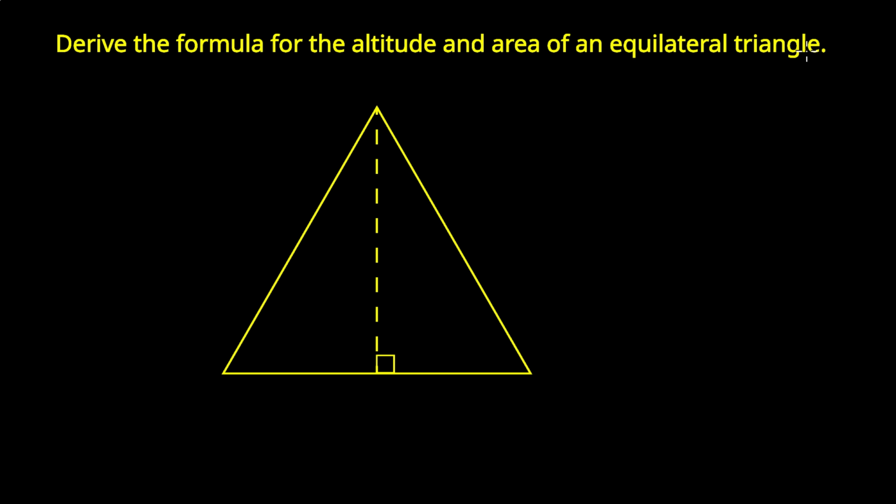In this video, we will derive the formula for the altitude and area of an equilateral triangle. So the first thing about an equilateral triangle drawn here is it is also equiangular. So all of the angles here, over here, and up top here are all 60 degrees because they have the same measure and add up to 180, and 180 divided by 3 is 60.